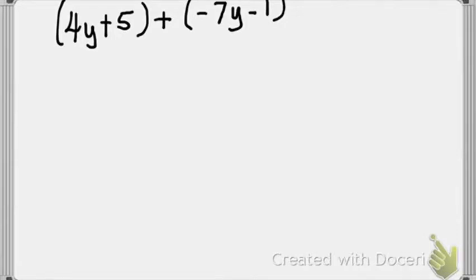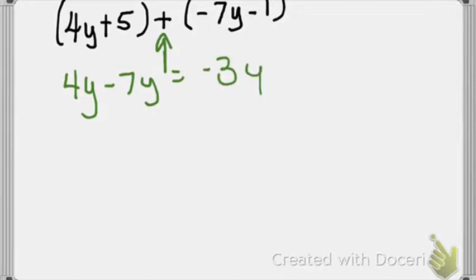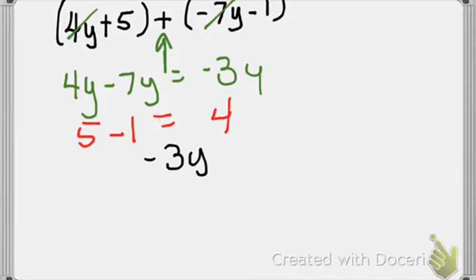And so the first thing you notice is we want to look at our operation. Our operation between the two is a plus. That means we're just going to drop the parentheses and regroup them. So I'm going to put my y's together, and when I do that, I get a negative 3y. So I finish that one, and now I'm going to take my constants and put these two together. And so when I do this, I get a negative 3y plus 4.